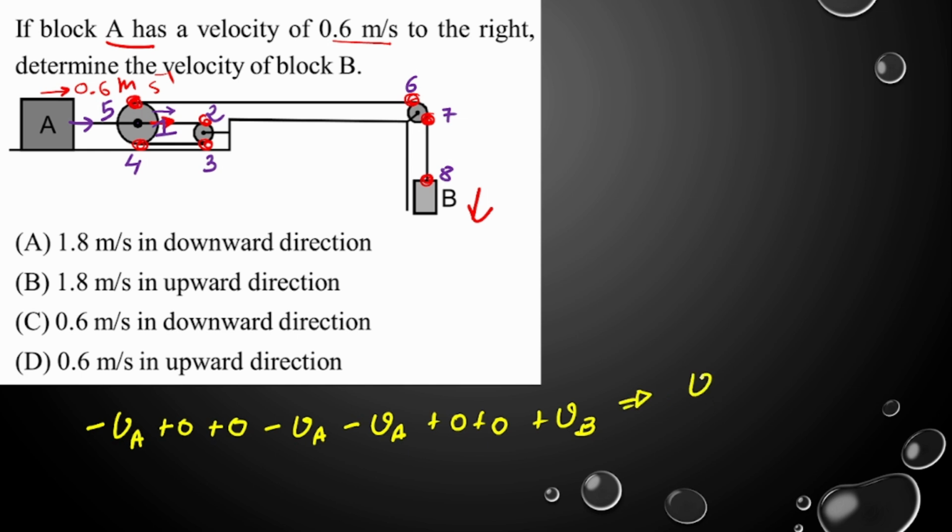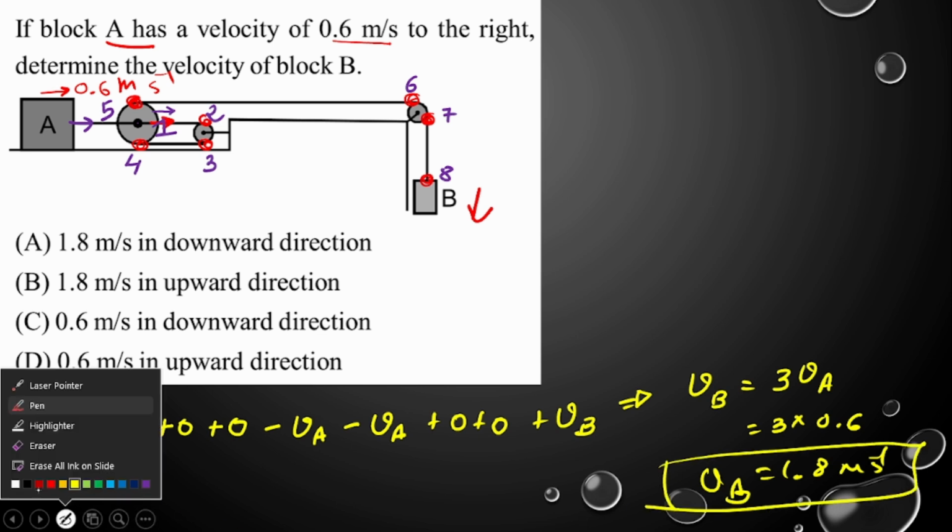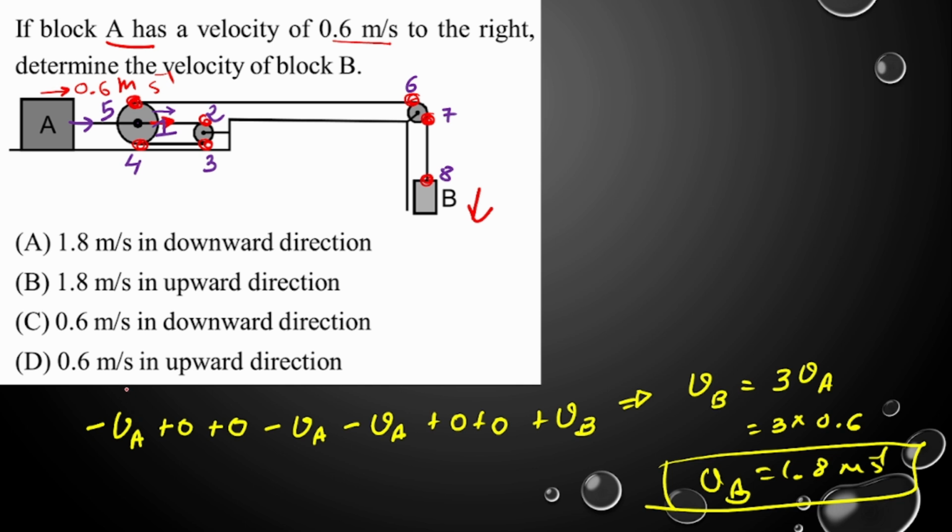So we get VB equals 3VA, which is 3 times 0.6. So we have answer 1.8 meter per second, and our answer is positive, which means the direction we have considered is correct, and the direction we considered is downward. So the answer is 1.8 meter per second in downward direction. Option is correct.